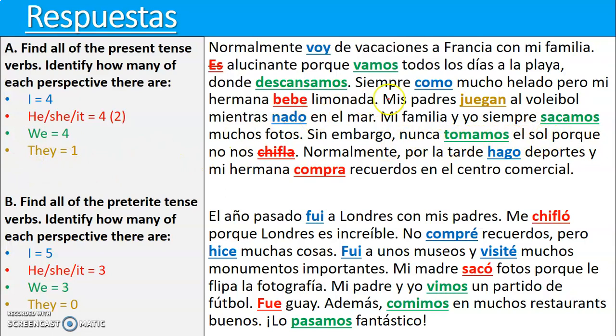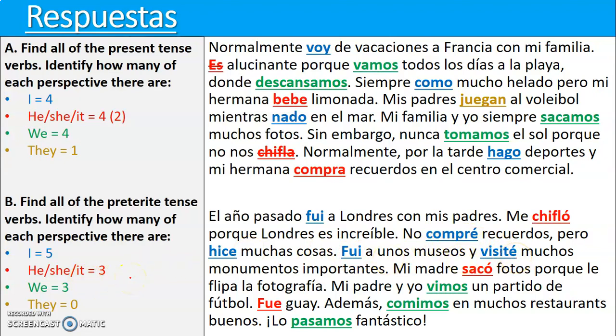Then there's 1 they, and it's with my parents. Juegan, with the an ending, they play volleyball. Then the preterite tense ones. Fui, I went, which is in your fact book as one of the important irregular ones. Hice, another important irregular one. Fui again. Compré, I bought. And then visité, I visited.